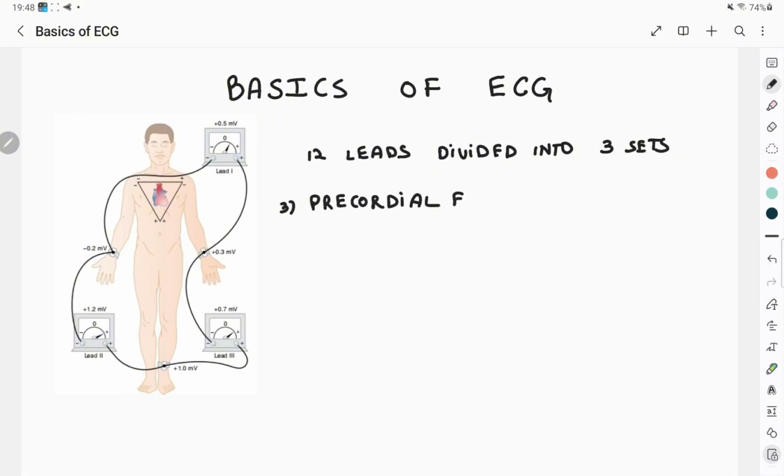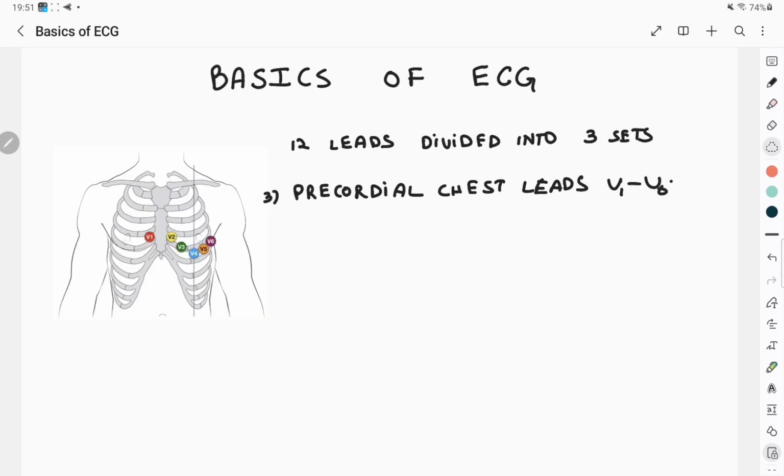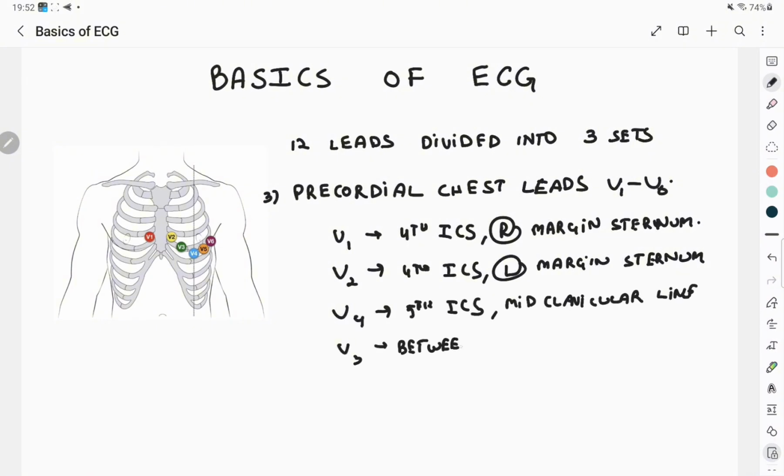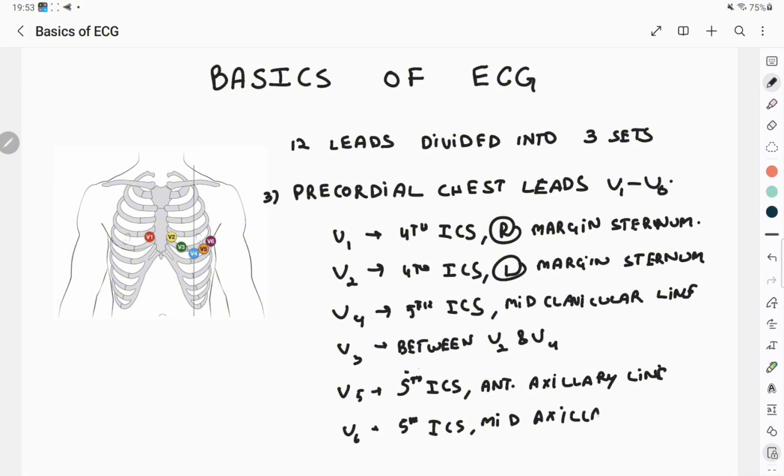Set 3 are the 6 precordial chest leads, V1 to V6. They are placed directly on specific spots across the chest wall, looking straight through to the heart muscle right underneath them. V1 is placed in the fourth intercostal space along the right margin of the sternum. V2 is placed in the fourth intercostal space along the left margin of the sternum. V4 in the fifth intercostal space, mid-clavicular line, V3 midway between V2 and V4, V5 in the fifth intercostal space, anterior axillary line, and V6 in the fifth intercostal space, mid-axillary line.